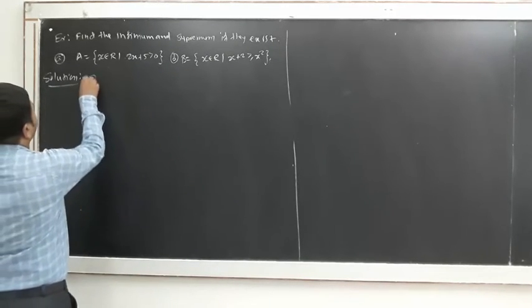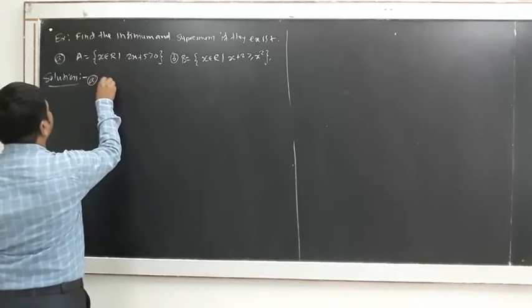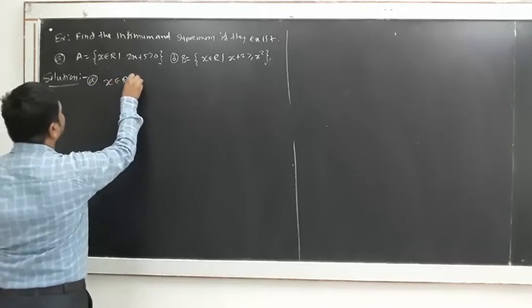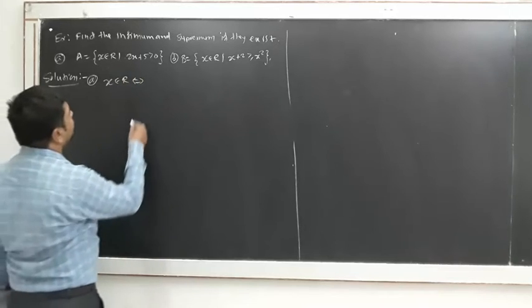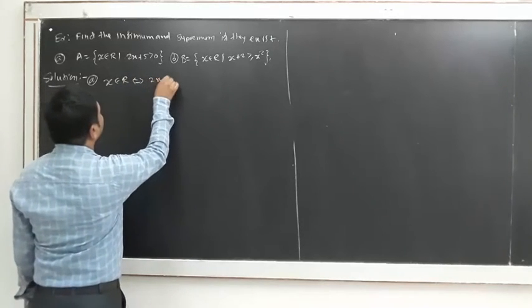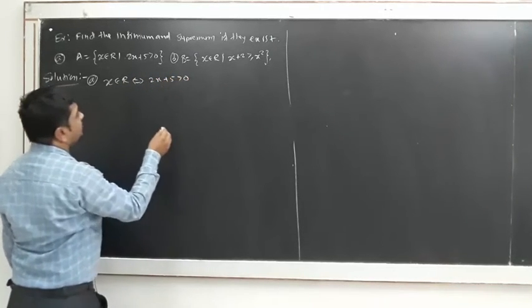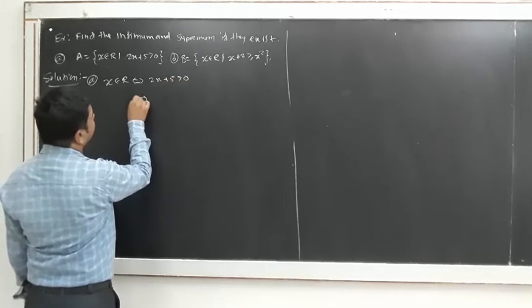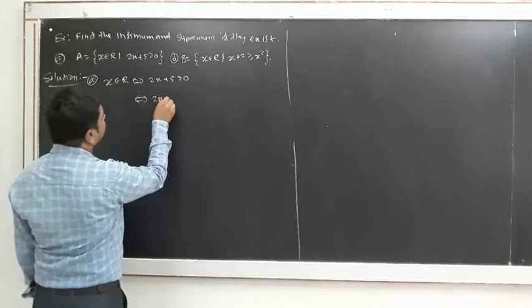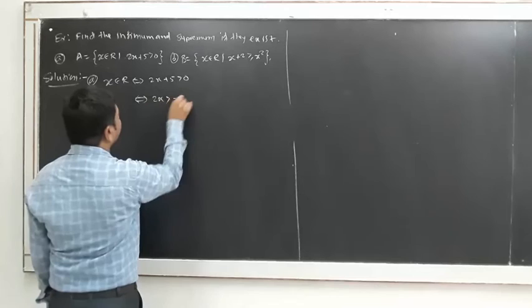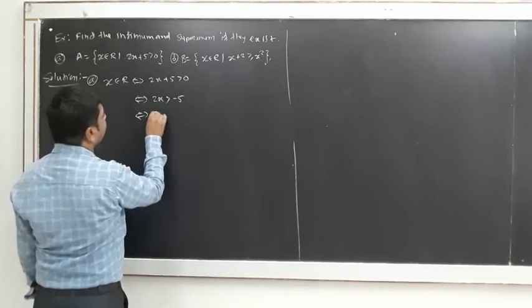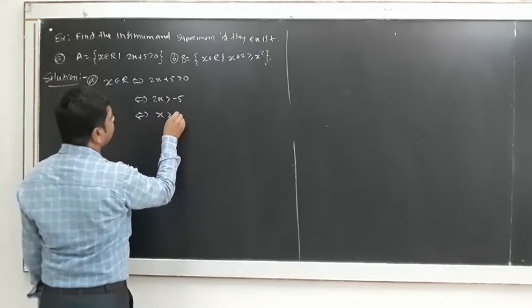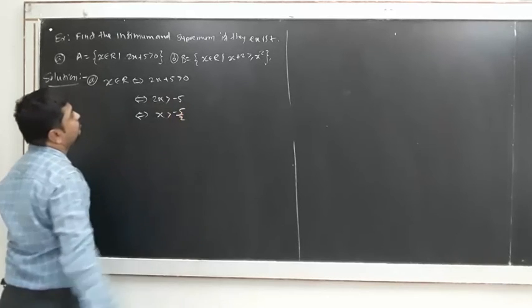So first we solve. We have x belongs to R if and only if 2x plus 5 is greater than 0, and this implies that 2x is greater than minus 5, and it is possible only if x is greater than minus 5 by 2.